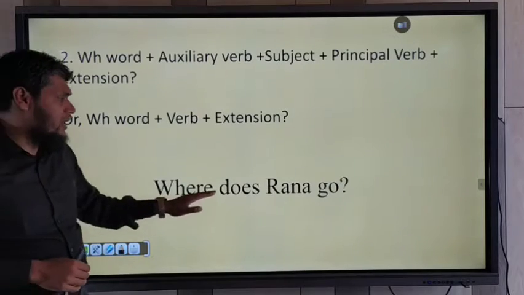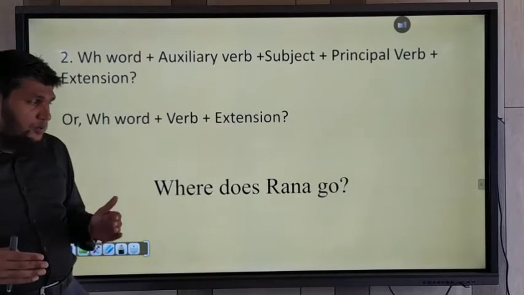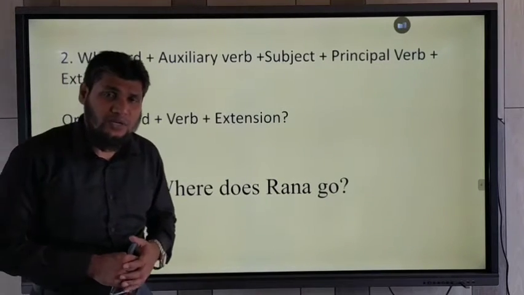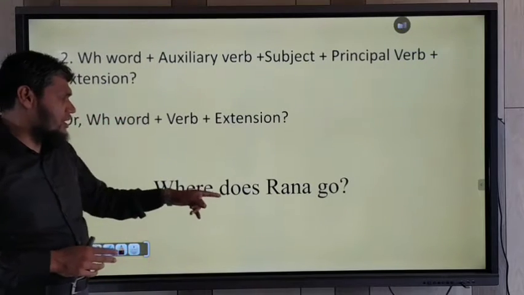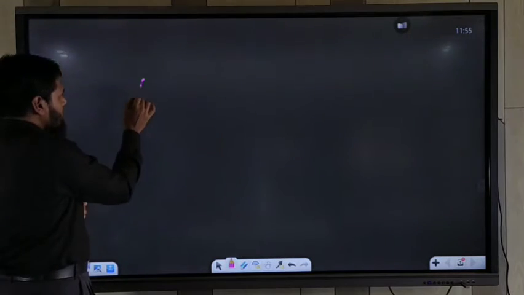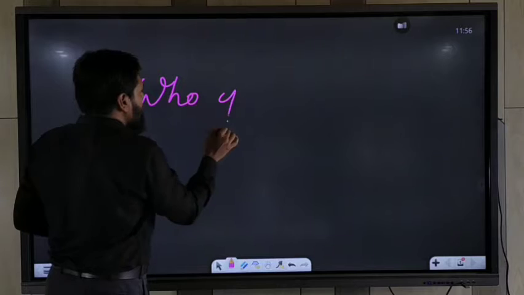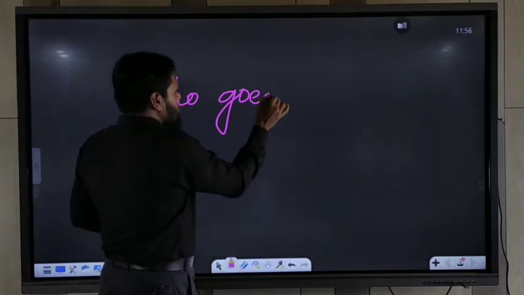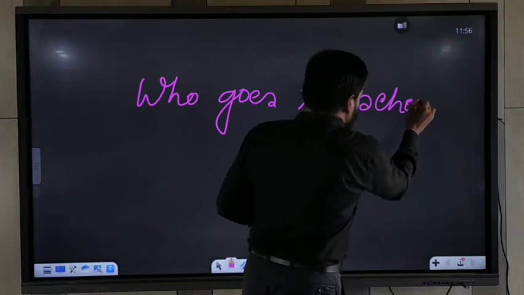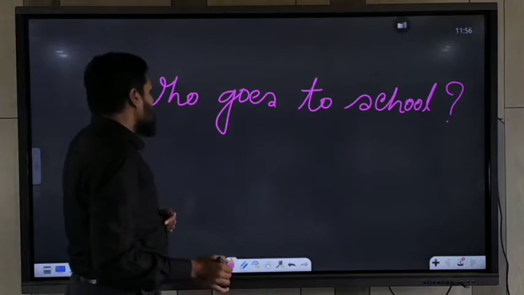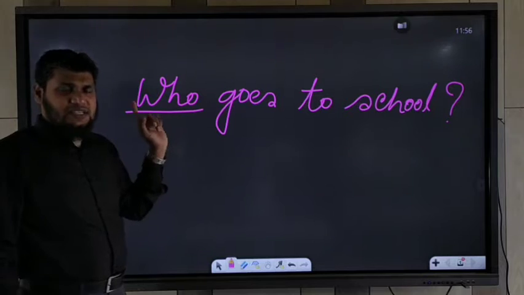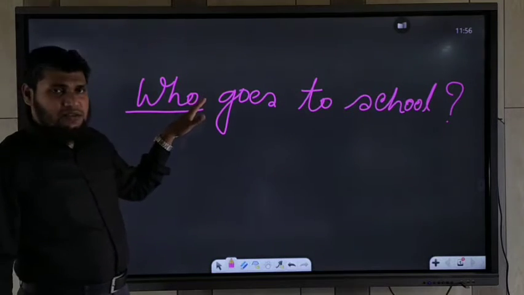Here's an example. Where does Rana go? In the previous example, we have seen that Rana goes to school. So where does Rana go? If you ask who goes to school? Rana goes to school. So the pronoun refers to the subject Rana. That's why the subject is not used here.